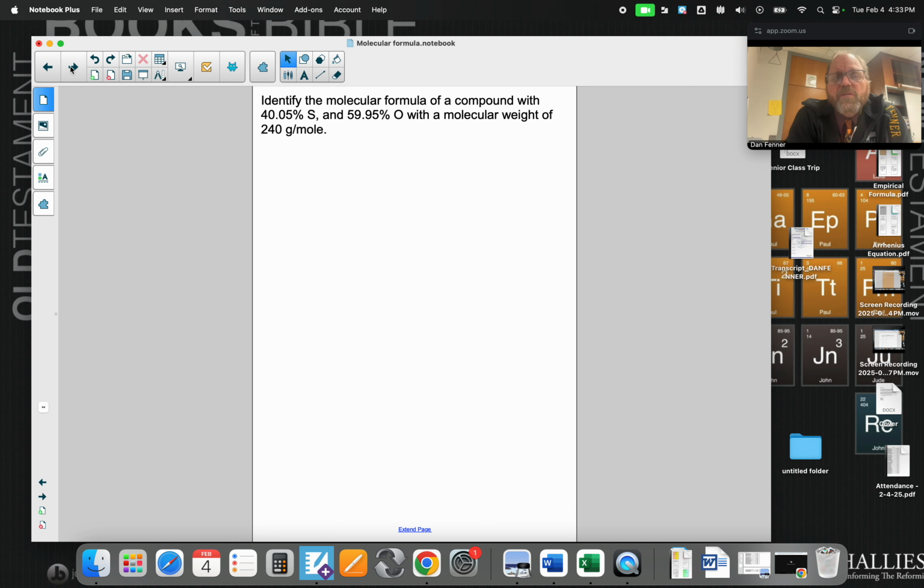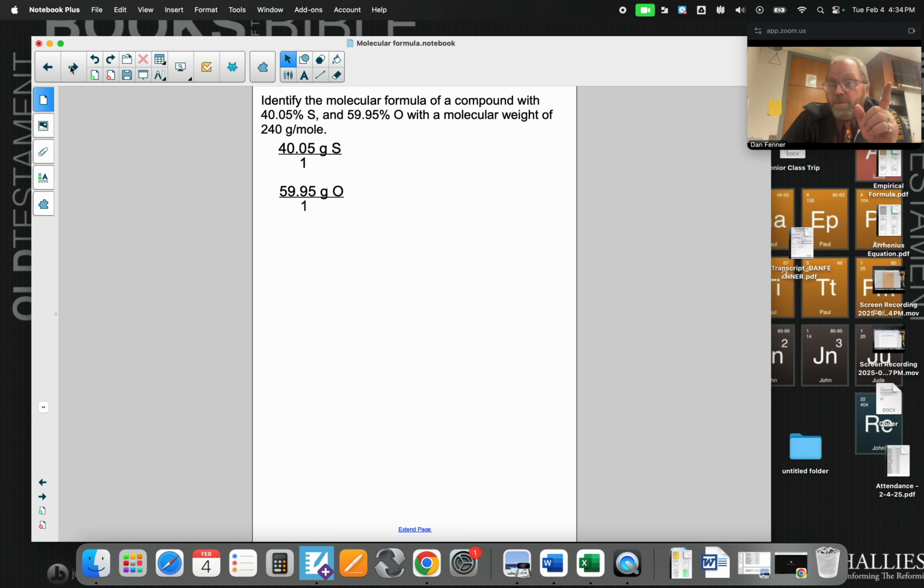Identify the molecular formula for a compound that has 40.05% sulfur, 59.95% oxygen, and a molecular weight of 240 grams per mole. All right, so we're going to do empirical formula first, exactly the way it was before. So we're going to take 40.05 grams of sulfur and 59.95 grams of oxygen. Again, we can do that because we remember, they're assuming we have 100 grams of sample, okay?